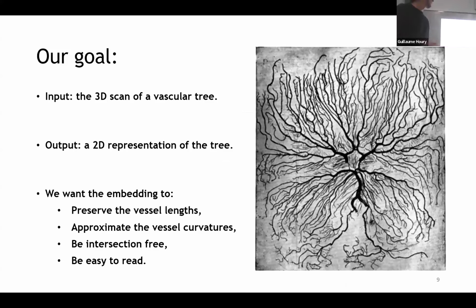So more specifically, our goal is, from 3D scans, like we have seen earlier, to output some kind of a 2D representation of the same vascular tree that will preserve the vessel length exactly to still convey the right information about the distance from the source to the target, that will approximate the vessel curvatures as well as possible, that will contain no intersections in order to make the output unambiguous. And finally, we want it to be as easy and simple to read as possible.